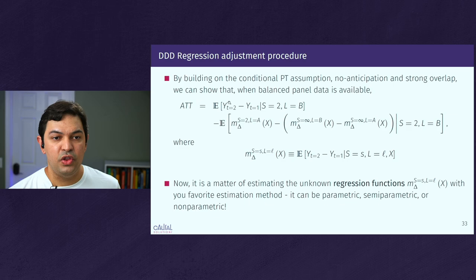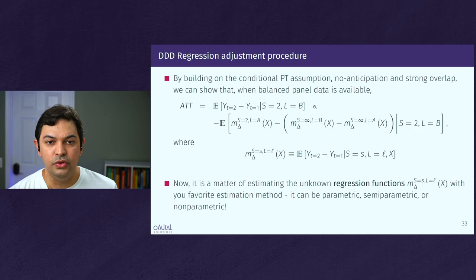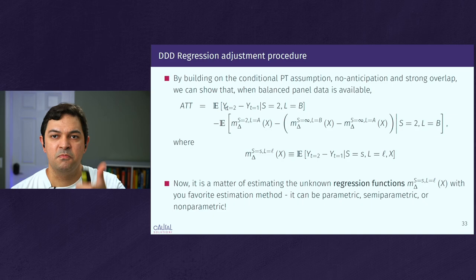That's what I care about. So I compute this average among units who are actually exposed to treatment, so S equals 2 and L equals B. When these two criteria are satisfied, you're actually treated. So what I have here is the average evolution of the outcome among treated units. First component, check. What about the other component?